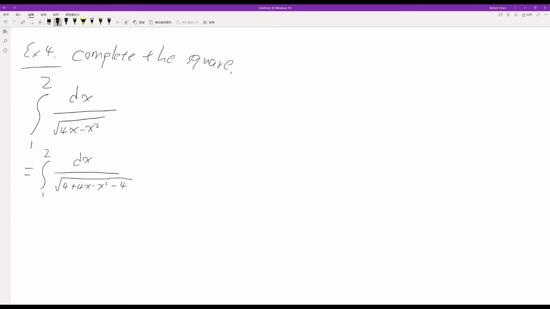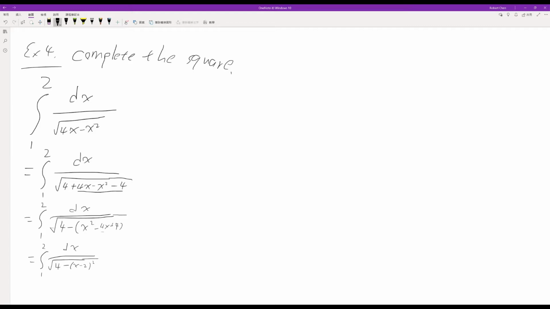plus 4x minus x squared, and then minus 4. And then what I'm going to do is look at these 3 terms and factor a negative sign. All right, so I have dx over the square root of 4 minus x squared minus 4x plus 4. That is a perfect square trinomial, which gives me dx over the square root of 4 minus (x minus 2) quantity squared.